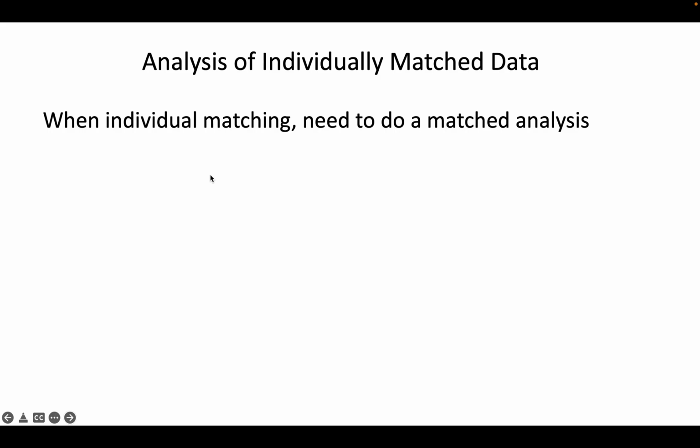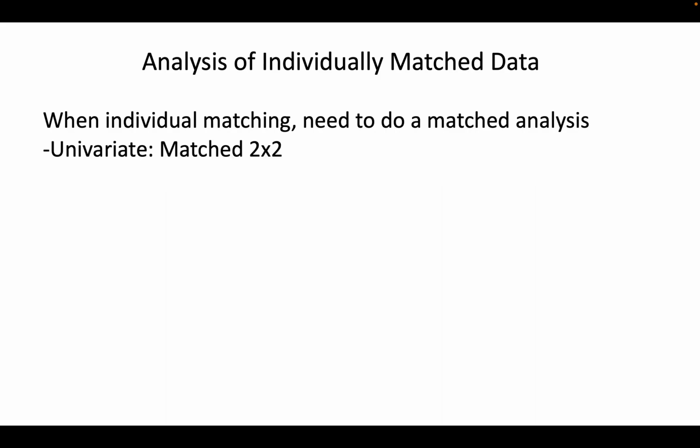So when you're individually matching, you need to do a matched analysis. When you're matching in general, something I'm going to get to in a second, is that by matching you're introducing a kind of selection bias, and that necessitates controlling for that matched factor. But the way in which you control it depends on whether you matched individually or you did frequency matching. So all we've talked about so far is individual matching. And when you do that, you need to do a matched analysis.